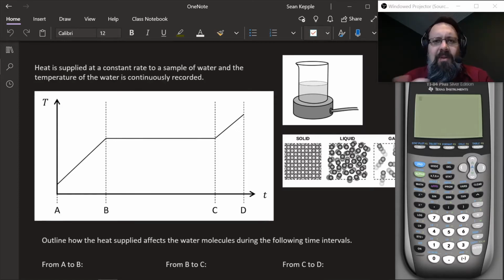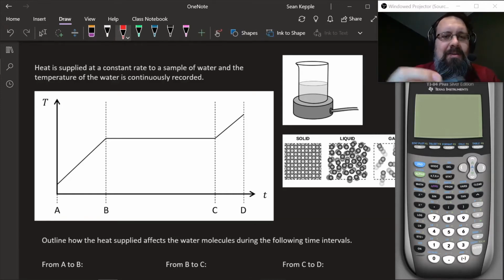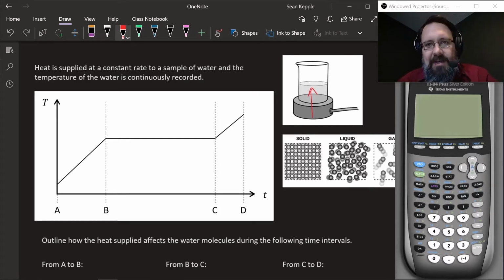So we're going to be supplying heat at a steady rate to this sample of water. And so as time passes, we're going to be adding and supplying heat to this water. And so the temperature is going to change. And so what we do is we continuously record the temperature of the water over time. And so when you do that, you get this graph down here.